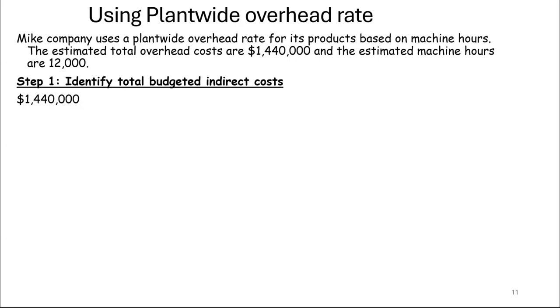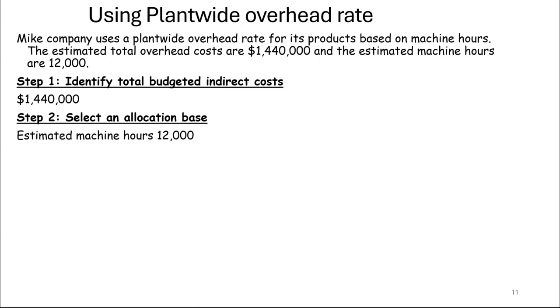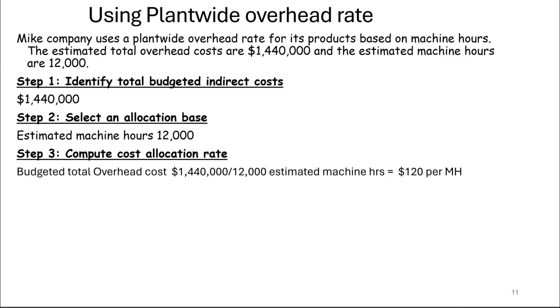So we've got $1,440,000. We're going to select an allocation base, which in this case is machine hours. And we're going to come up with a rate, which is $120 per machine hour. So now we've got our plant-wide, which is the one that's used. Now let's take a look at ABC costing. What would the rates look like?